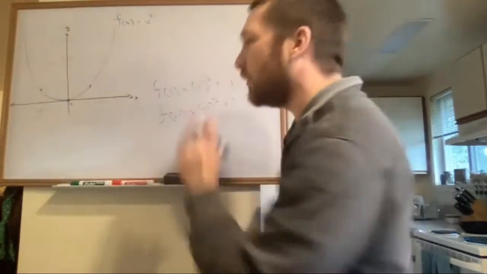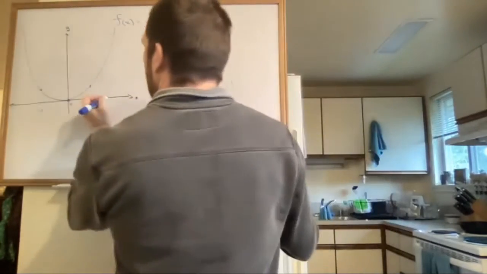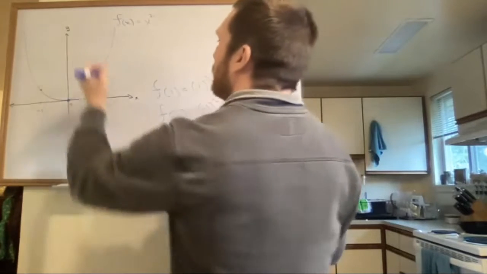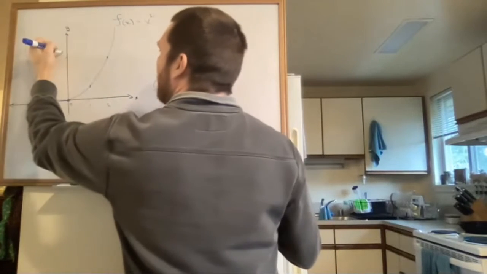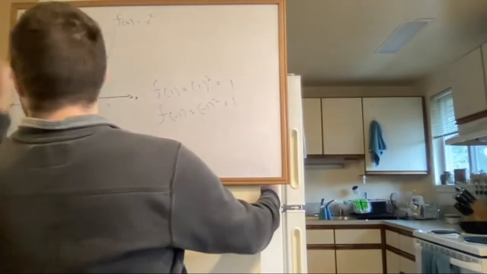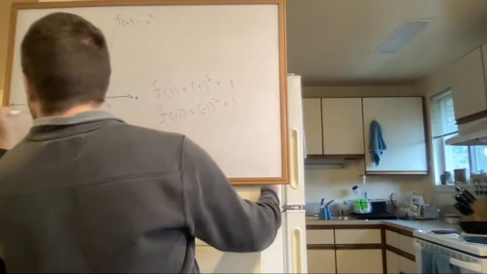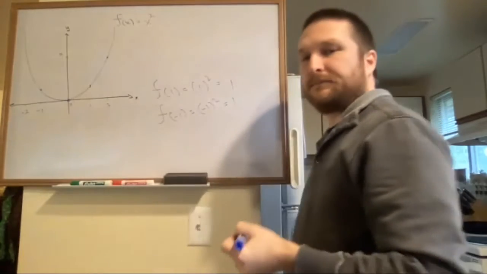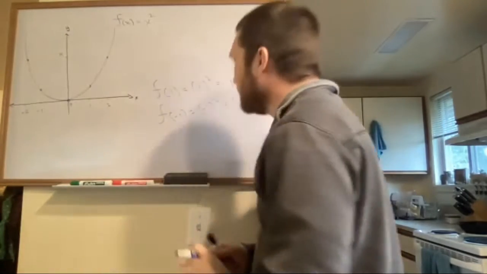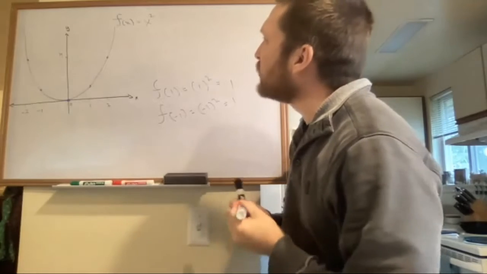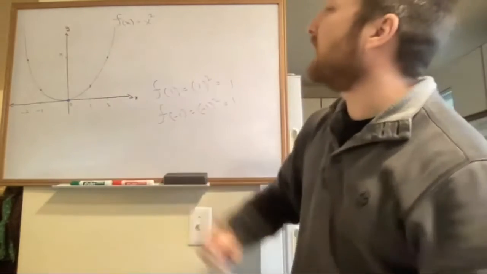We'll do a couple more. We want to do a couple more points here. What happens when I plug in a 2? What do I get out? 4. Yep. What happens when I plug in a negative 2? 4. You sure it's not negative 4? Yeah, okay, good, good. All right, so that is why a parabola looks the way it does.